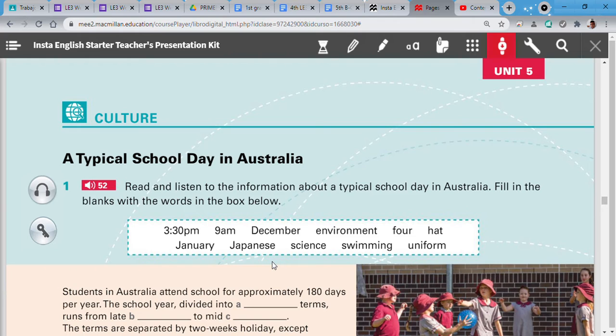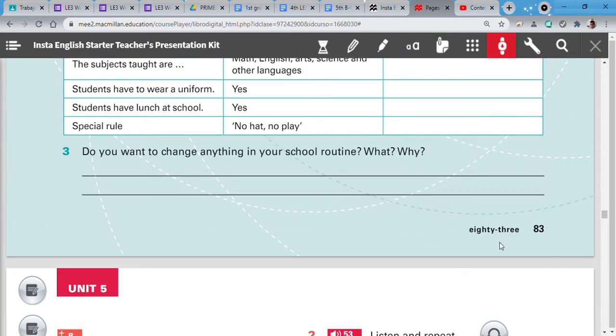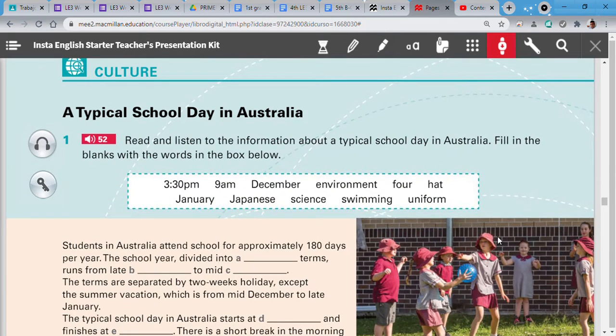Now we're going to work on culture, okay? This is going to be on page 83. In this part, we have an activity about a typical school day in Australia, okay? Not in Peru, not in the United States, in Australia. It says, read and listen to the information about a typical school in Australia. Fill in the blanks with the words in the box below.